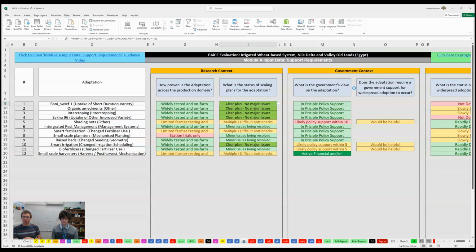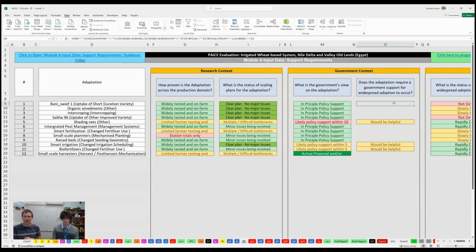Moving on, we then have the government context. This is a 5-point scale. The importance here is if the government supports it, we really want to know, is it just in principle, or are they providing active financial or extension programs to support it? So there might be that reduced tillage is in principle supported in policy. The government wants farmers to till less, but they're not actually telling the extension system to promote that, or they're not subsidizing zero-till equipment in any way. So think about, if the government is supporting that, is it actually putting something into that, or is it just that the policy supports it, but they're not acting on that?